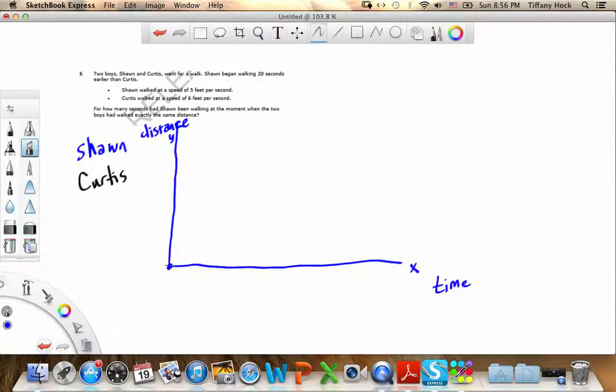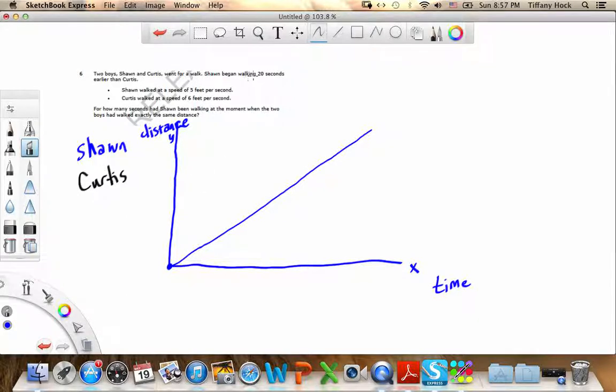So Sean starts walking, okay? And as the time goes, Sean is walking at a constant speed. He's not getting any faster. Since it is a constant speed of 5 feet per second, that means it is a linear function. He's going 5 feet per second, never changing his speed, and he's walking some distance.